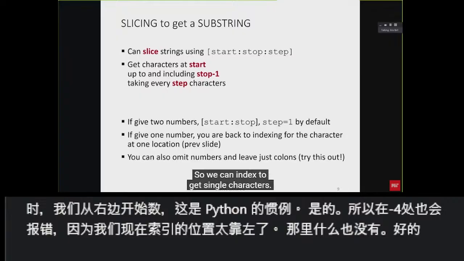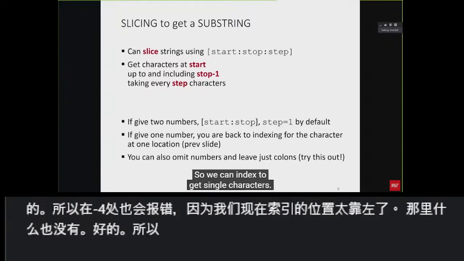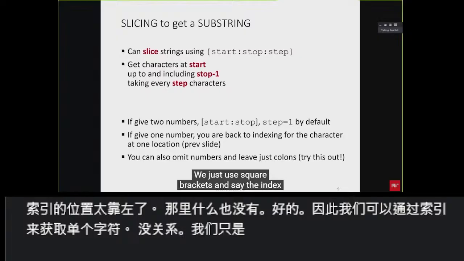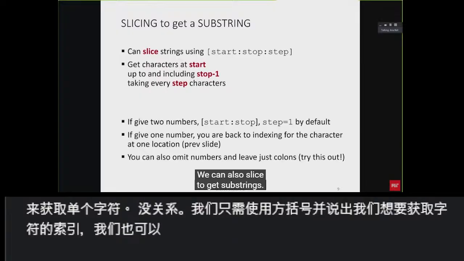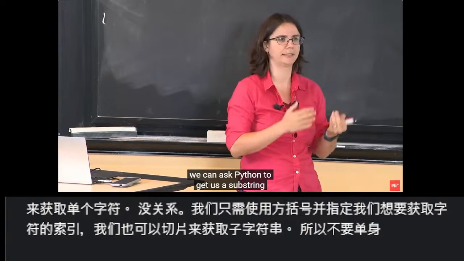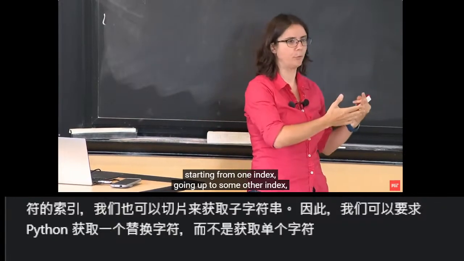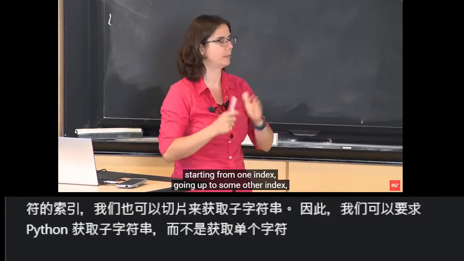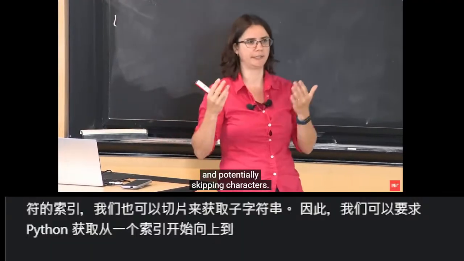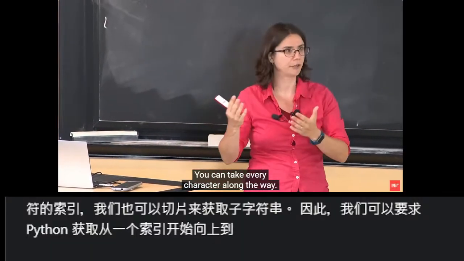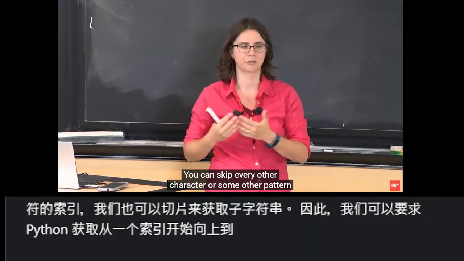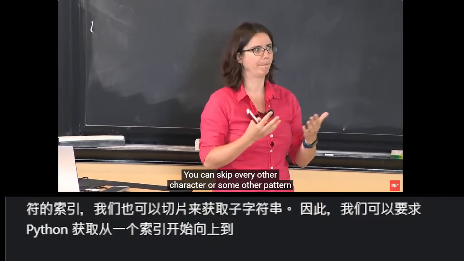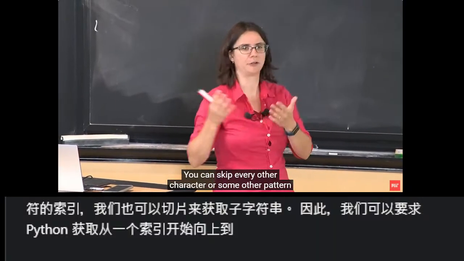Okay, so we can index to get single characters. That's fine. We just use square bracket and say the index that we'd like to get the character at. We can also slice to get substrings. So instead of getting single characters, we could ask Python to get us a substring starting from one index, going up to some other index, and potentially skipping characters. You can take every character along the way. You can skip every other character or some other pattern like that.